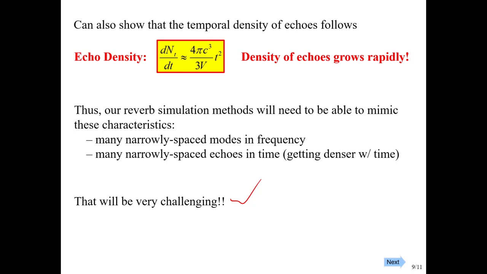We need to come up with discrete time methods that can not only create all these extremely closely spaced resonant peaks, modes, in the frequency response of the room, but also the impulse of the room should have very narrowly spaced spikes. Those would be all the echoes. And should get denser with time. And these should get denser as we go up higher in frequency. But this is particularly important.